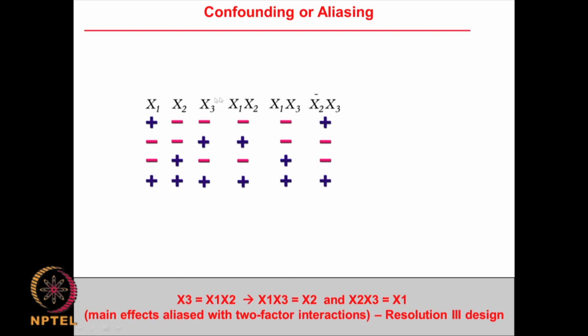So, because they are confounded, there is an alias, and this is called a resolution 3 design. Generally, resolution 3 designs are not liked because the main effects are confounded, and main effects of course are very useful.